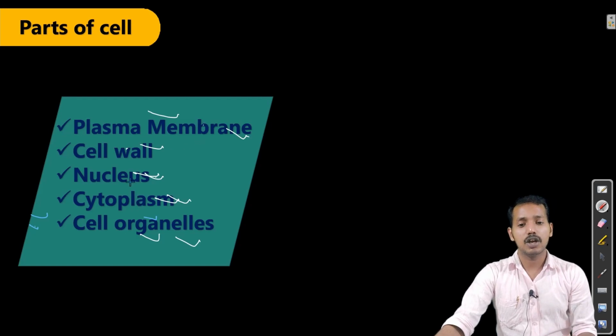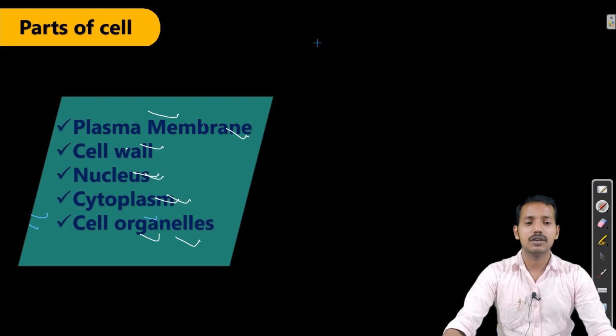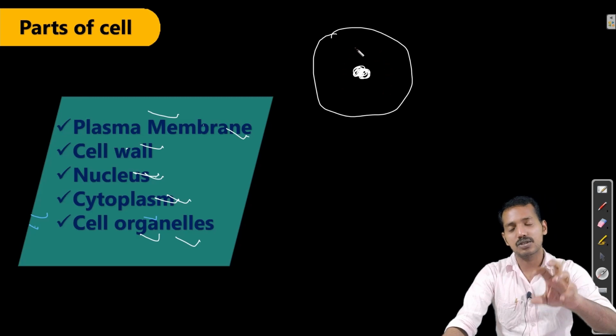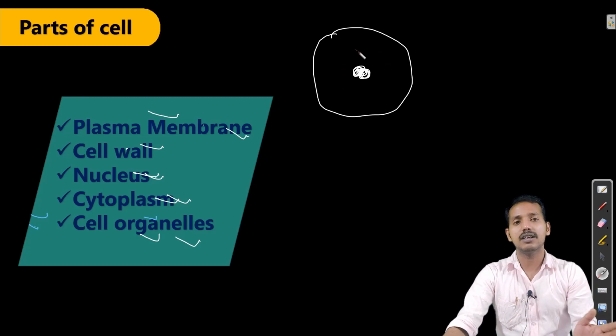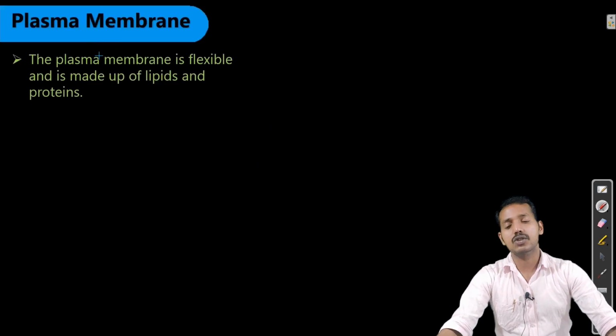But plasma membrane, nucleus and cytoplasm. Plasma membrane is just the outer boundary of the cell. Nucleus is the controlling and coordinating part of the cell. And cytoplasm is the region between nucleus and plasma membrane in which cell organelles are embedded. Okay, so these are the basic three parts of almost all the cells. Now let's discuss one by one. First one is plasma membrane.